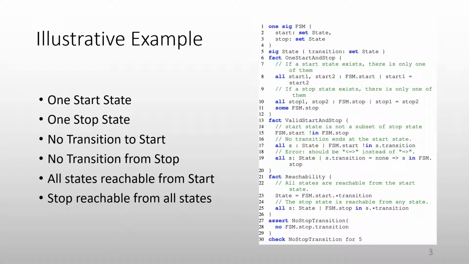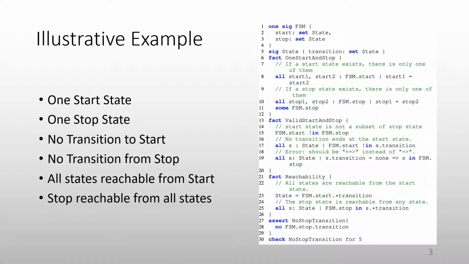Now let me use an Alloy model for a finite state machine to show how FLACK works. For this finite state machine, we have the following requirements. First, there should be only one start state and one stop state. Second, there shouldn't be any transition going into the start state, and there shouldn't be any transition going out from the stop state. Third, all the states are reachable from the start state, and the stop state should be reachable from all other states.